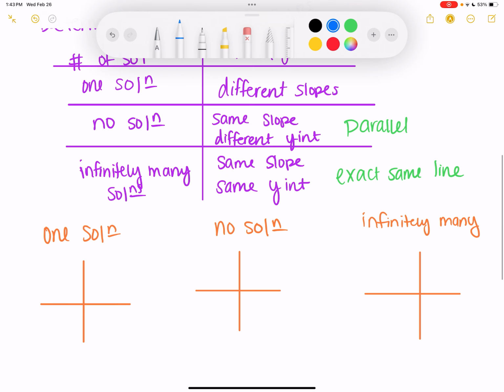All right, so one solution, obviously that's what we've been doing. The graph would look something like that. Obviously they could intersect a different way. Anywhere that they're just intersecting one time is one solution.